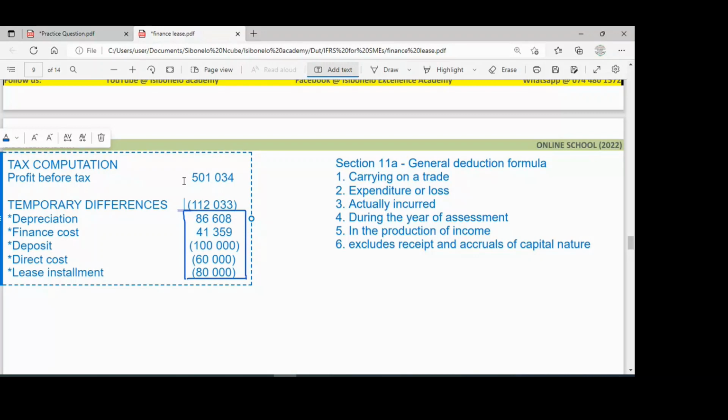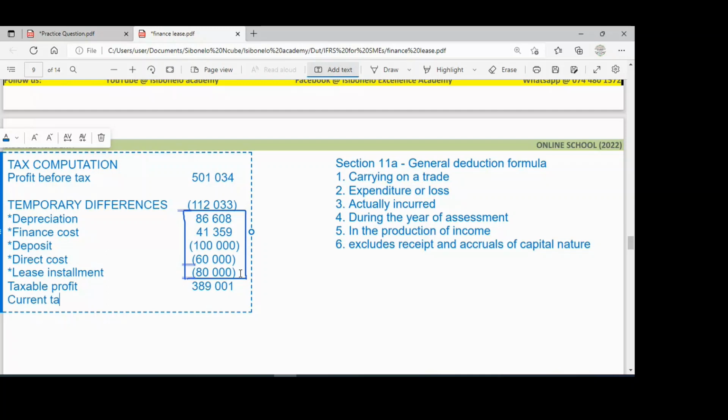So now we take the profit that we have and subtract these temporary differences, because they are negative; if they were positive you would add them. Then that will give us the taxable profit, or as you said, taxable income. Taxable profit. So how much is the profit and the taxable? 501,034 minus 112,033 gives 389,001. Then let's calculate the current tax.